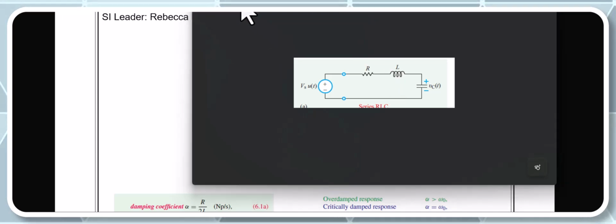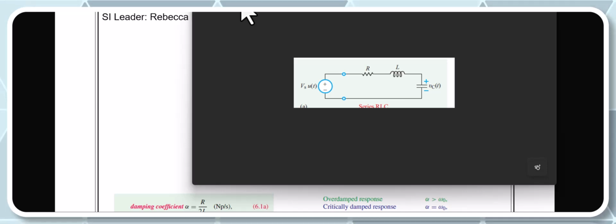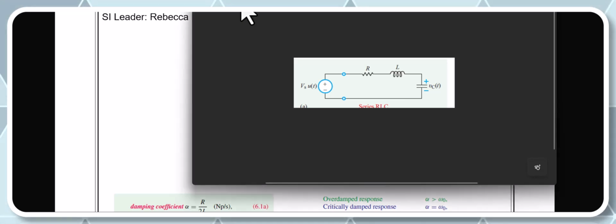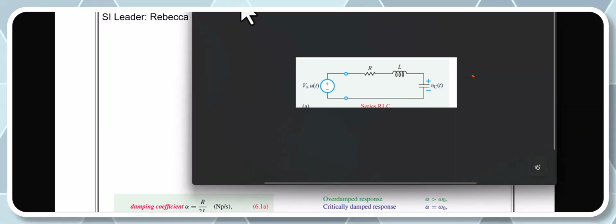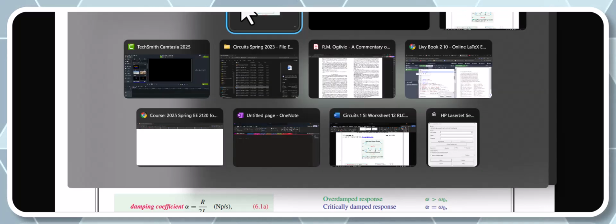All right, so let's take a look at this circuit, and let's do a KVL loop equation going around this loop. So the one thing that we do know is that we have our voltage across the capacitor is given as VC of t. So we're going to use that as our starting point.